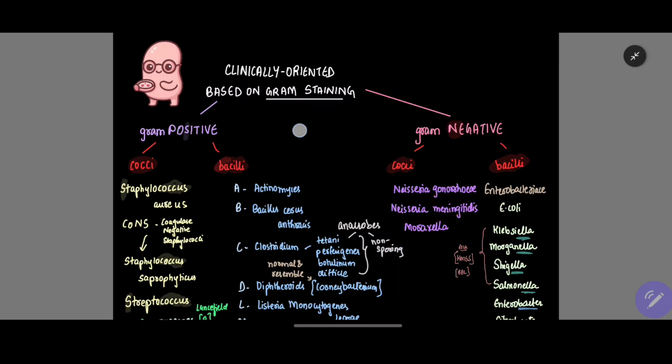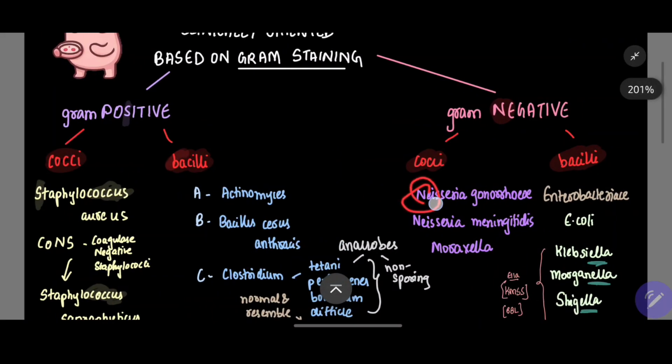So in your A, B, C, Ds, you have LM, LMN. So M and N. M is for Moraxella, and then as I said, negative. So Neisseria. Neisseria can be Neisseria gonorrhoeae or Neisseria meningitidis.